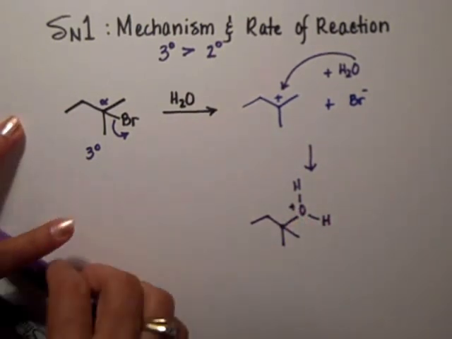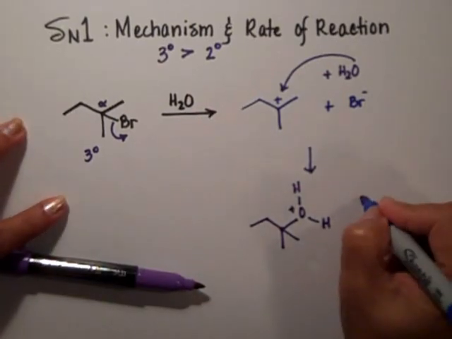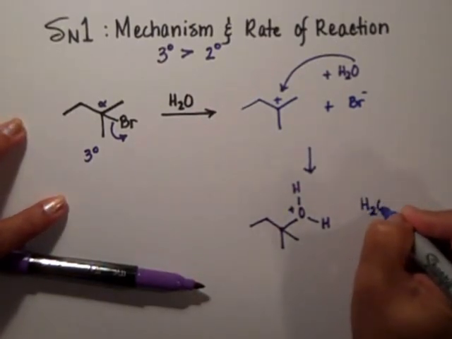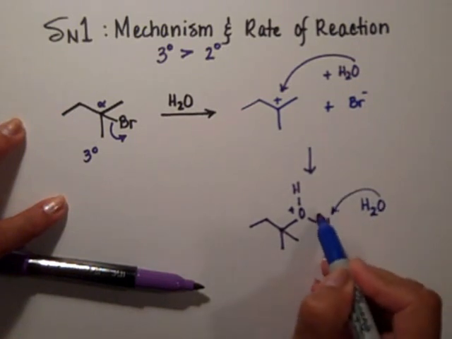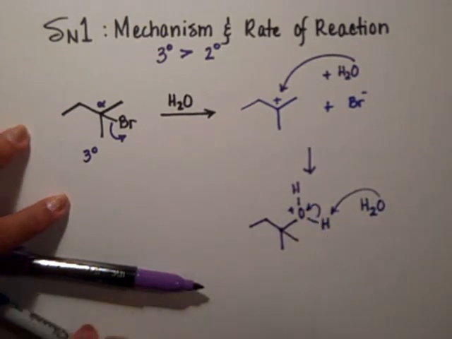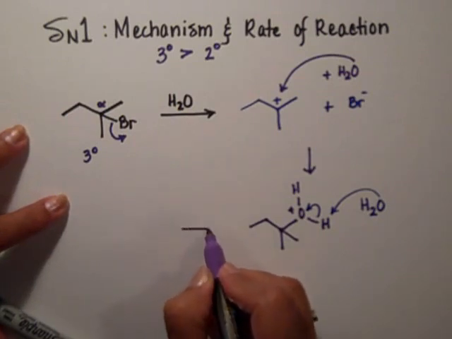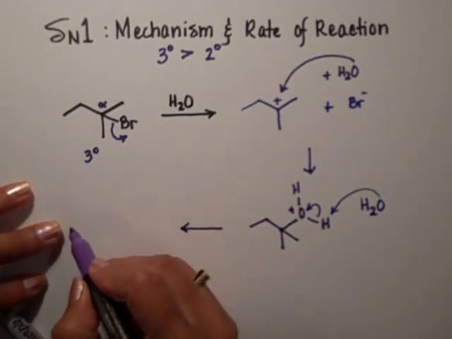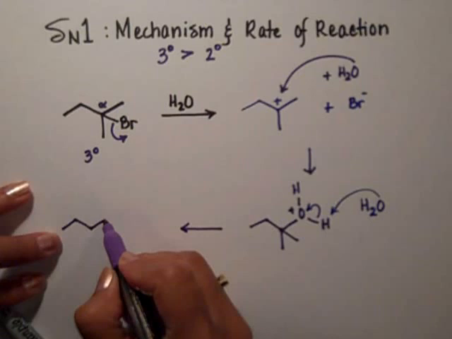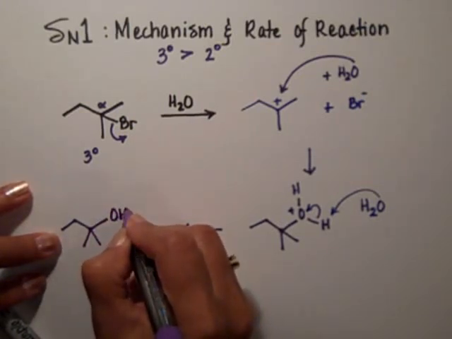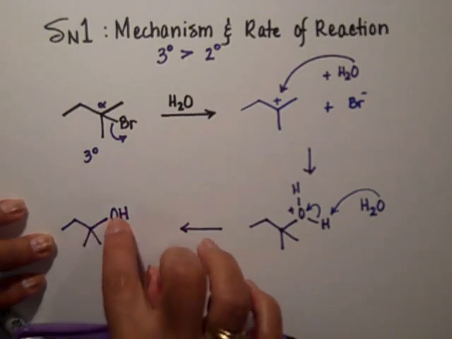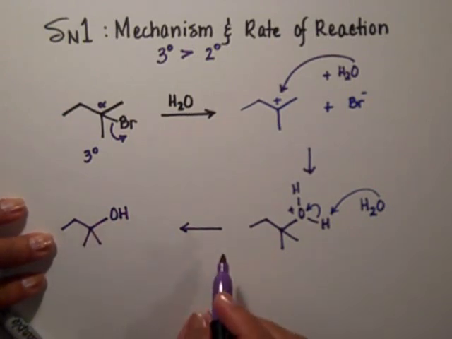It's just going to have a positive charge for a little bit, because now I'm going to have a second molecule of water come and grab the proton that we don't need anymore. So that's a deprotonation step. Those deprotonation steps are actually very easy, so you don't have to worry about how fast it's going to be. And we're going to get the alcohol as the product.